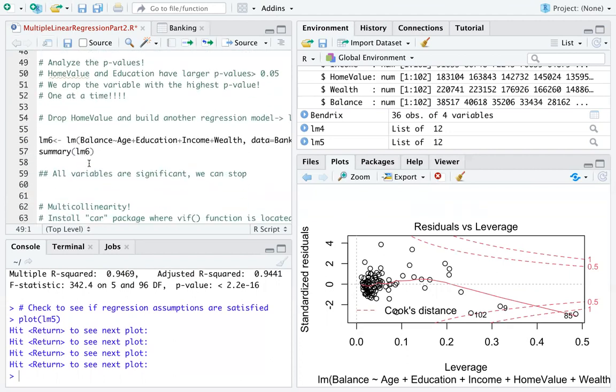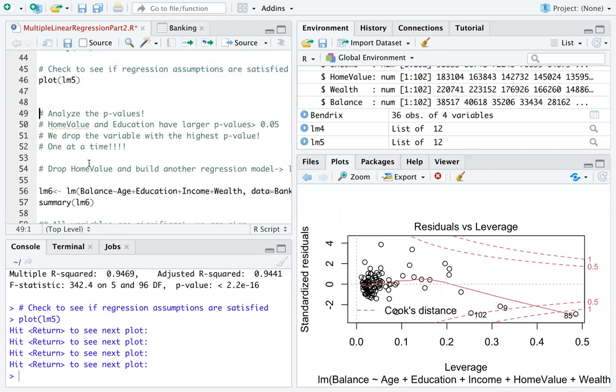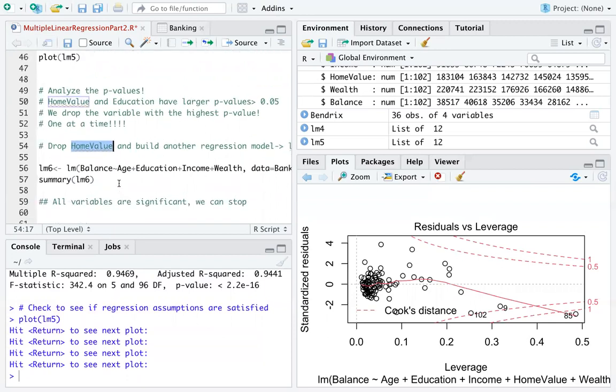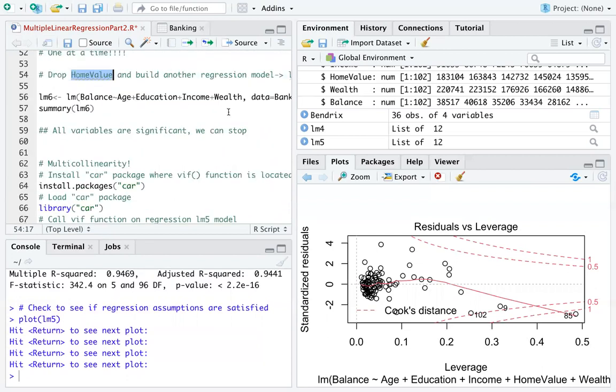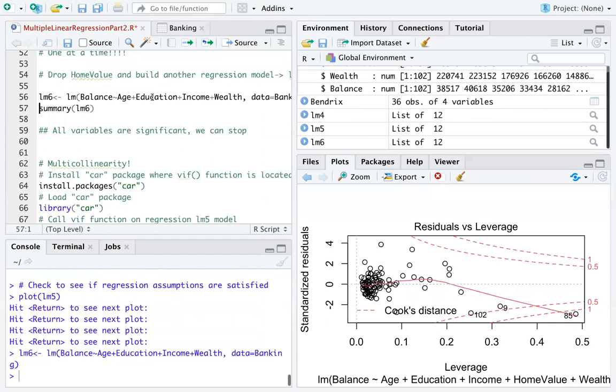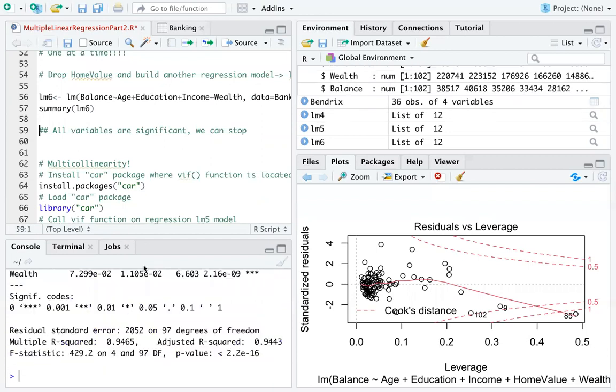We already analyzed p-values. As I said, we are going to drop the home value, right? Because education p-value was also greater than 0.05, but home value had the highest p-value. So we dropped it. All I did is I copied this equation, but I did not include home value to the right of it. And let's run this. And let's run the summary to see the results.